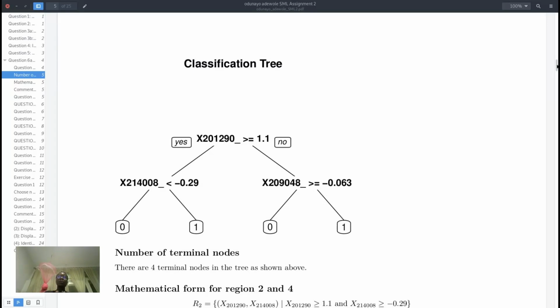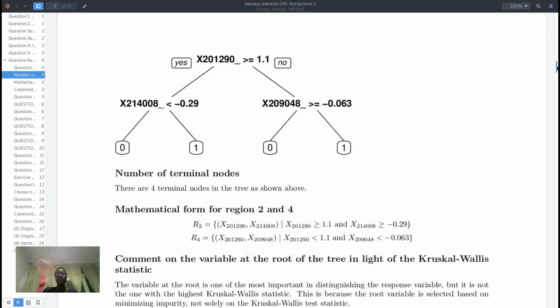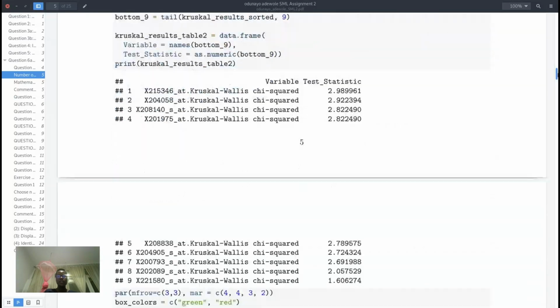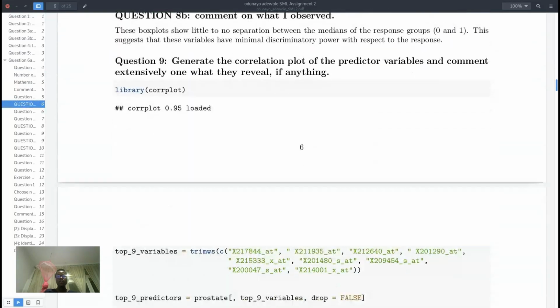That is, that predictor that contains data points where most of the data points belong to the same class. So this is what the variable that is being used as root achieved. So it's able to separate my categories, my response variable, and also minimizes impurity.